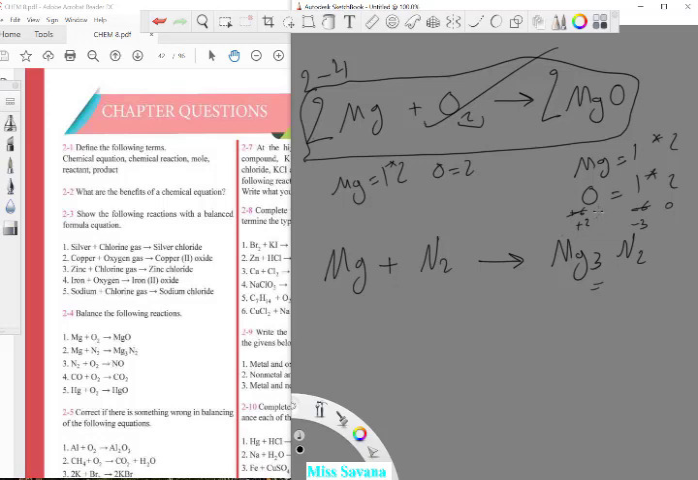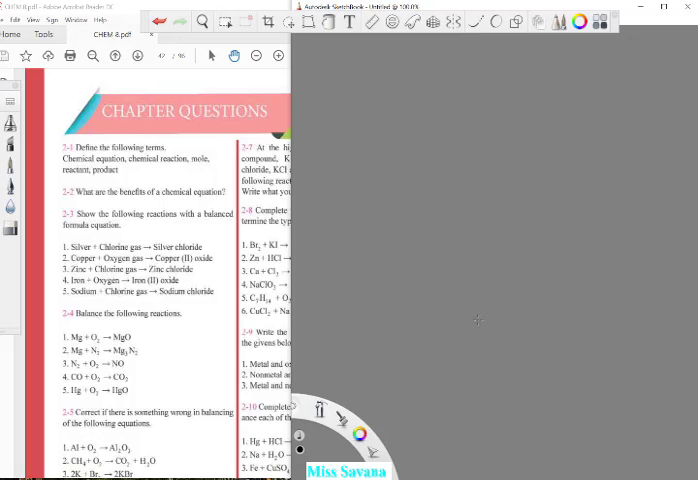But I don't want to go into this because it's not required. All you have to do really is just do the balancing thing. So the Mg here is 3, the nitrogen here is 2, the Mg here is 1. The nitrogen is 2, so the nitrogen is cool. All you have to do is multiply the Mg by 3 and you are all set to go. Okay, moving on to the next one.